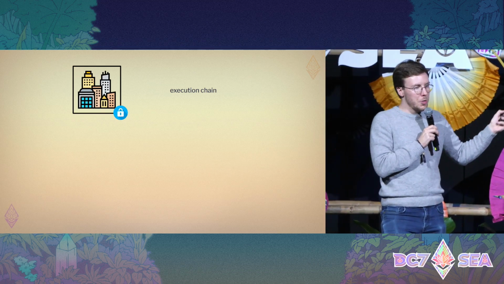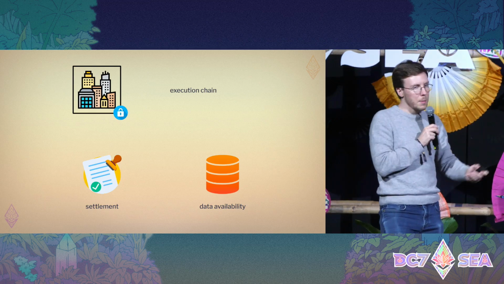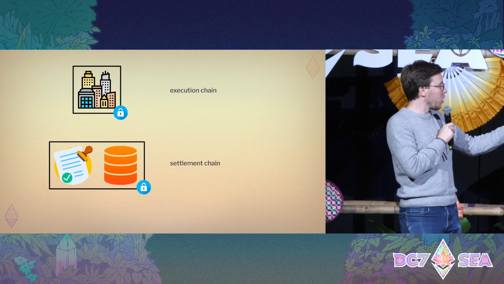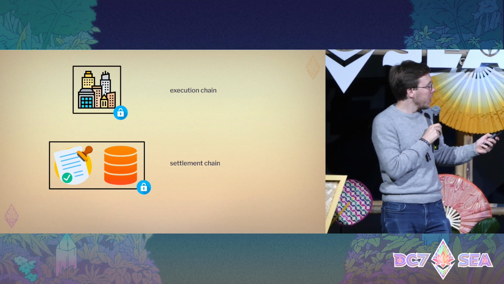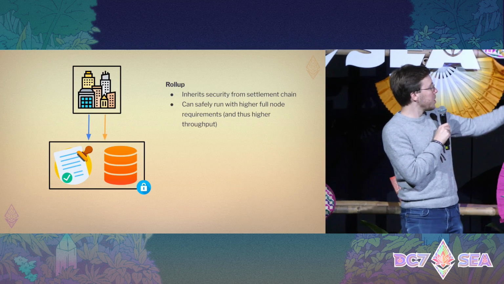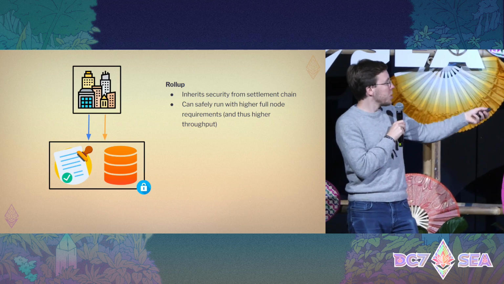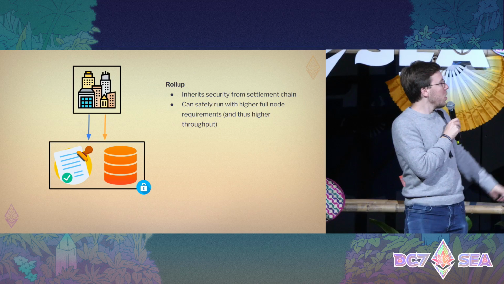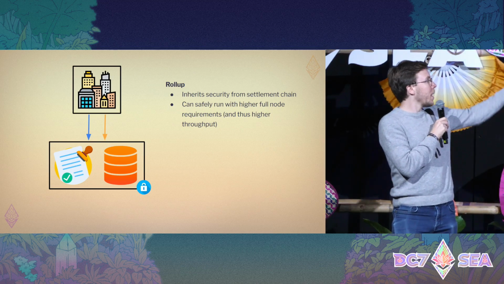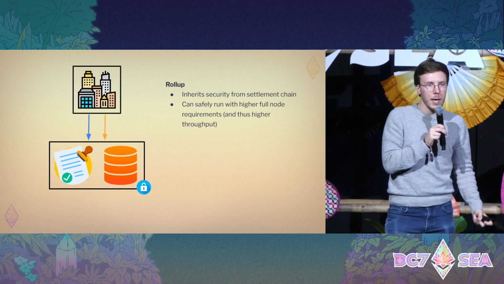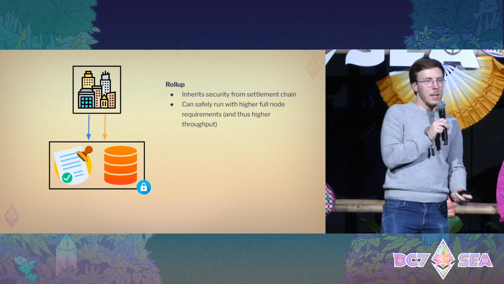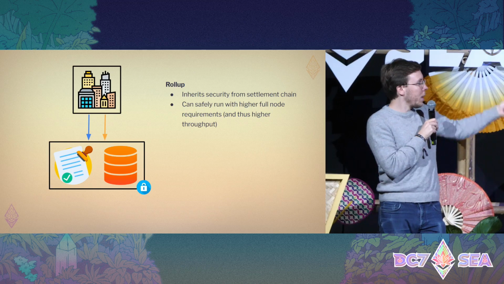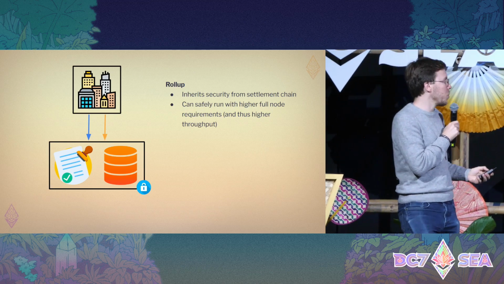But now you want to turn it into a rollup. How do you turn it into a rollup? Well, you need settlement and data availability. And those two things can be provided in a combined way by a settlement chain. So once you have a settlement chain, you can take your chain there and turn it into a rollup. The nice thing is that you inherit the security of the settlement chain, but you can still run with much higher throughput, because you have that security that you inherit from that low throughput but high security chain. That's how this best of both worlds solution works.